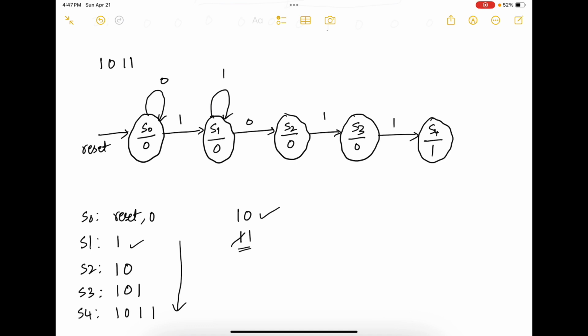Now let's go to S2. S2 was a state that you reached if you had the input sequence 1 0. Now there are two possibilities. You can either get a 0 or you can get a 1. If you get a 1, you move to S3. If you get a 0, where do you go? Is there a state with the input sequence 1 0 0 in the table here? No. Is there a state with the sequence 0 0? No. Is there a state with the sequence 0? Yes. So that's basically the reset state.